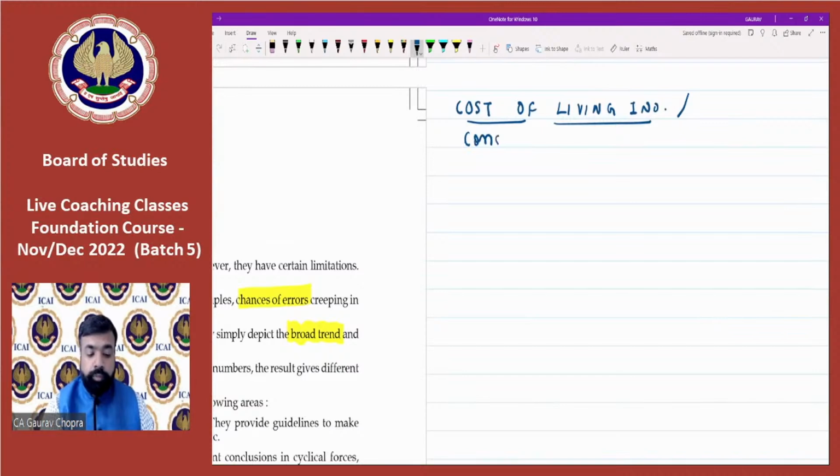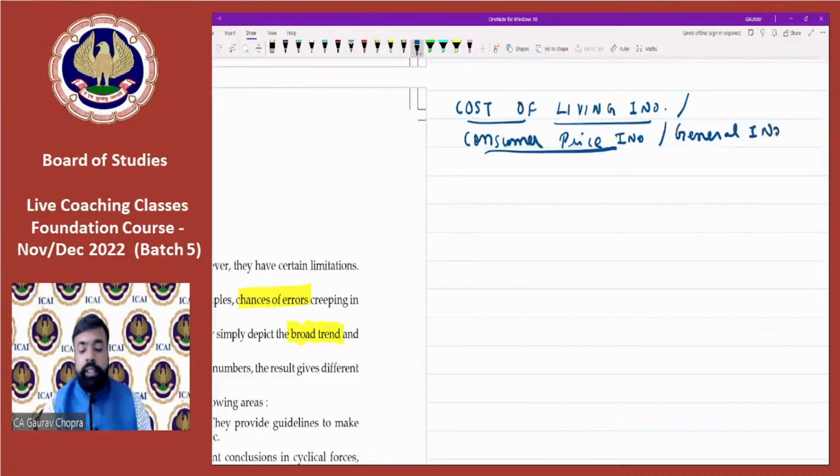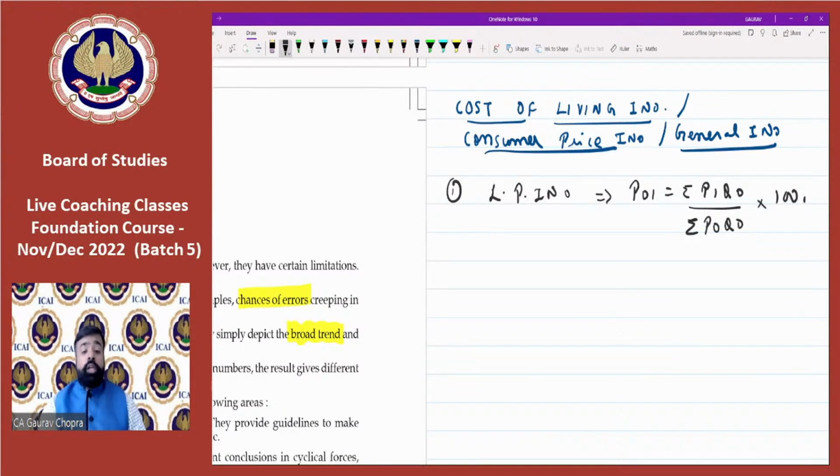Also we can write it as consumer price index number. Both are same. Also we can write general index number. This is also same. Now for this, which formulas are to be used? There are two formulas which we have read. The first one is the last pair's price index number, that is P01 equal to sigma P1 Q0 upon sigma P0 Q0 into 100. So this was the first formula for cost of living index number.